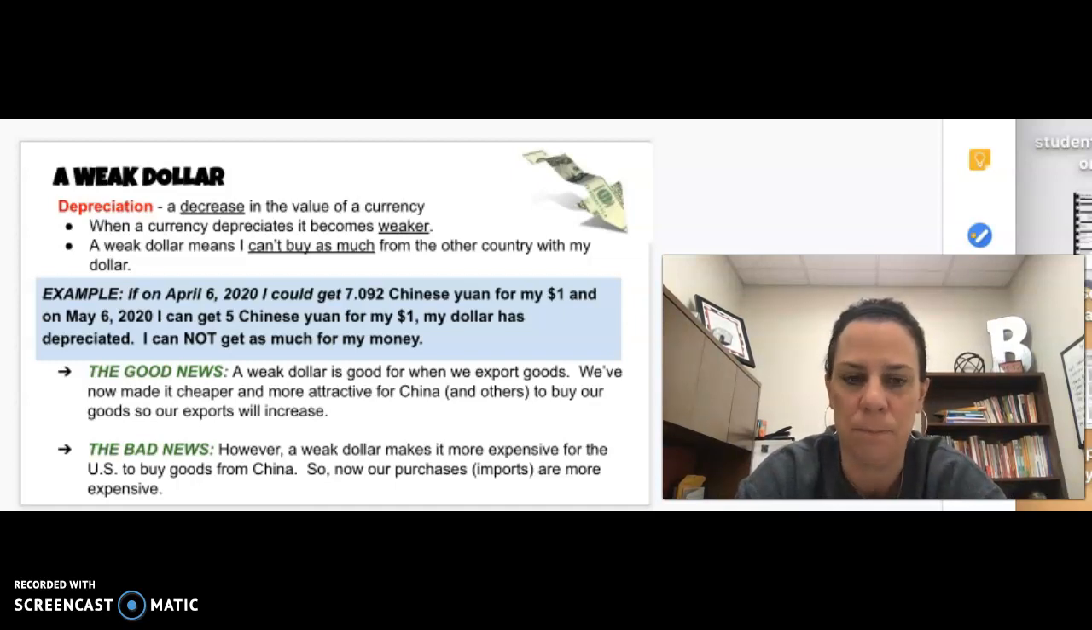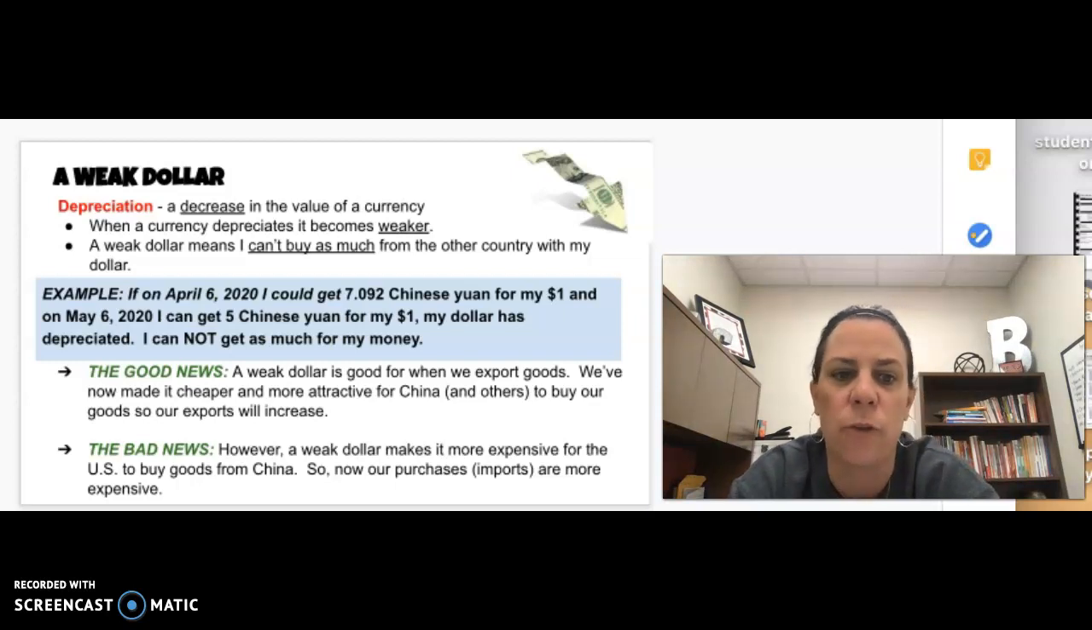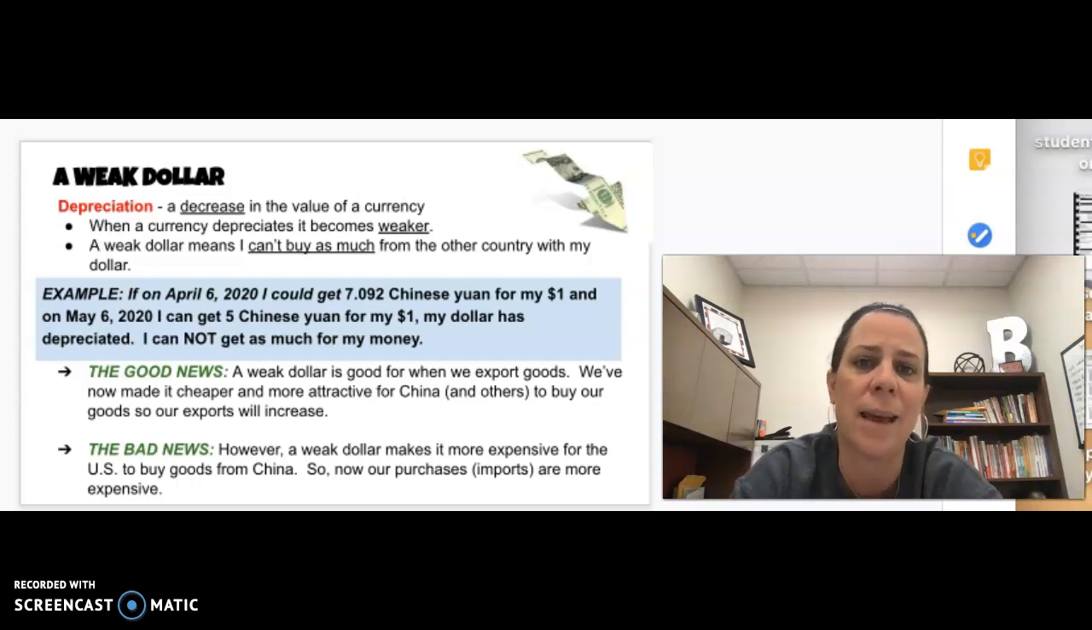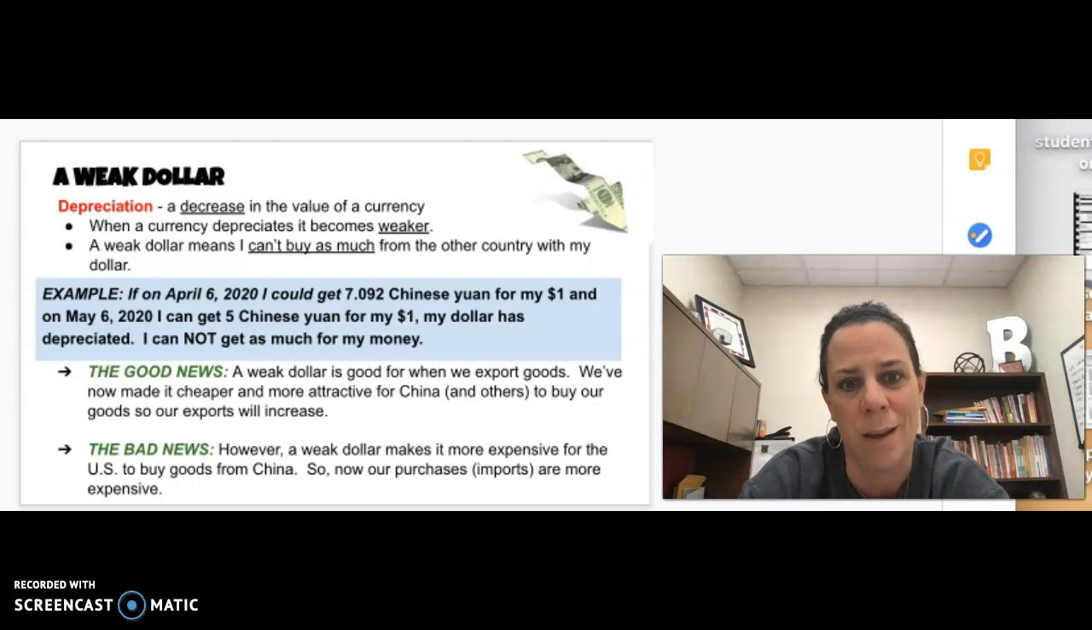So here's an example. Back on April 6th, I could get about 7 Chinese yuan for my dollar. But then on May 6th, I can only get 5 Chinese yuan for my dollar. So I can't get as much anymore. It's weak. My dollar has depreciated because I cannot get as much for my money now. All right, so what's the good news of a weak dollar?